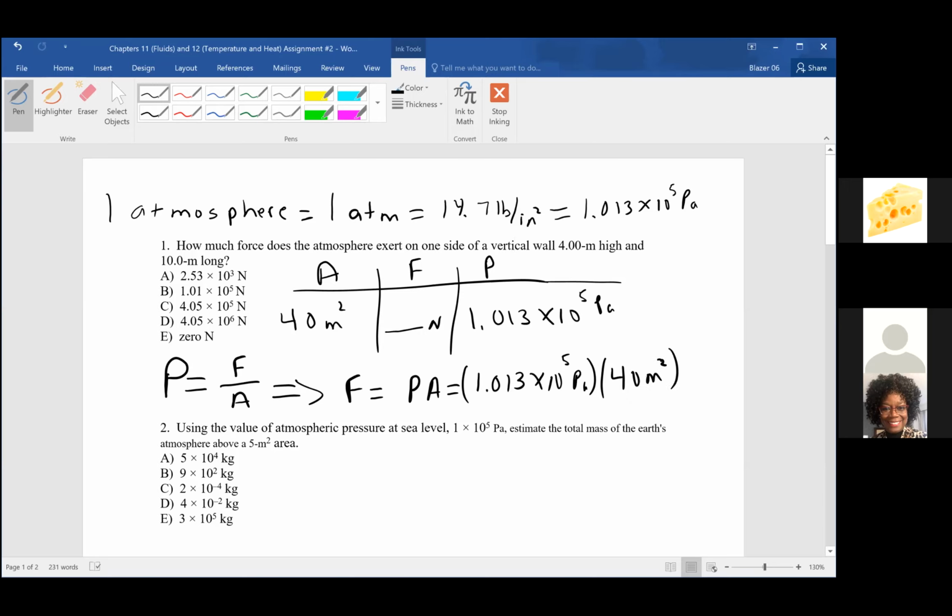And remember, a pascal itself is, a pascal is what, class? A Newton per meter square. So that will cancel out. And my answer will be in newtons. And when you multiply that out on your calculator, you get 40 times 1.013, and you get 40.52.